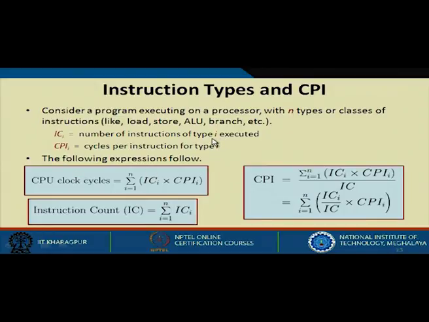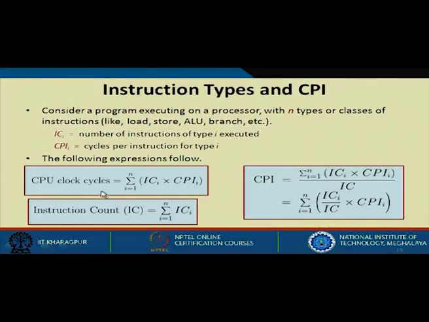So, till now we were saying that this is the total IC, this is the total CPI. Now, we divide it. We say that there are various kinds of instructions, and each of these instructions can have different CPIs. So, each instruction type will have a different CPI.